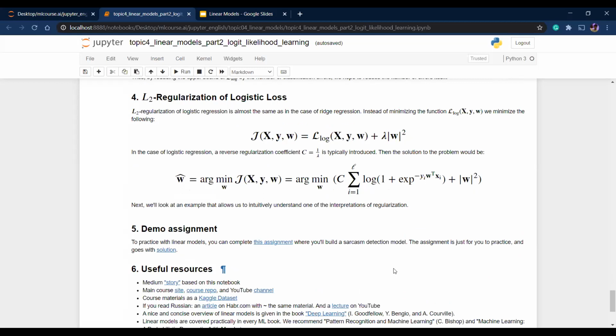Now, how do we implement L2 regularization? We saw L2 was implemented in the case of linear regression, but how do we implement that in the case of logistic regression? So you have the log loss function, which is nothing but the sigmoid function. And we want to add one term, which is the weight matrix, and we multiply that with lambda.